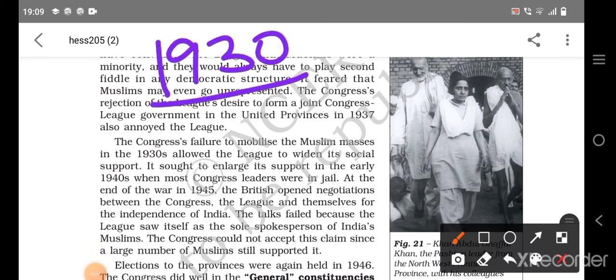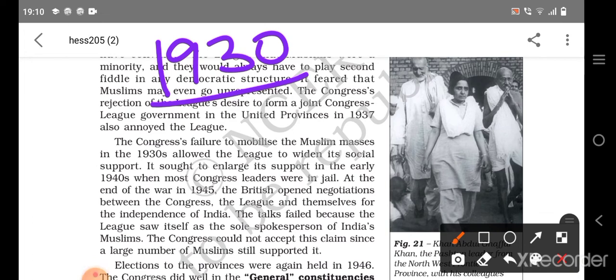So these Muslim masses were being agitated by the Muslim League, and with the support of the Muslim League, they began the protest against Congress leaders. At that time, most of the Congress leaders were in jail. But when the war ended in 1945, the British opened. So these masses were also supporting the Muslim League, saying that our party is the Muslim League, the Hindus' party is Congress.